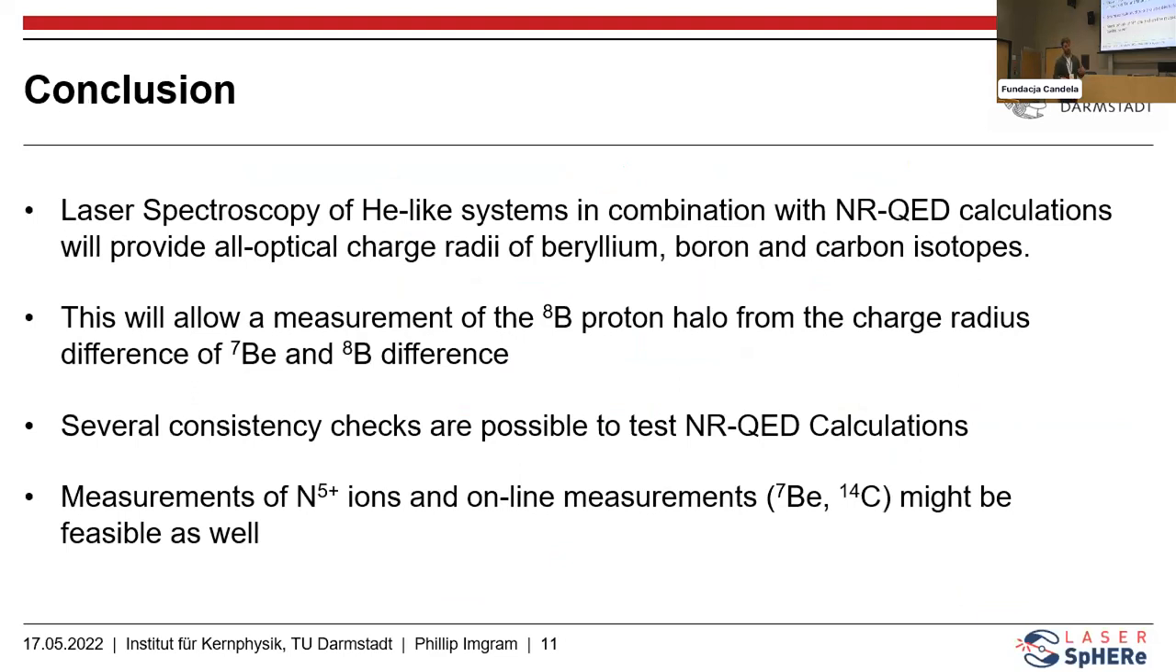So in conclusion, we started with this campaign. We are working towards the determination of the carbon charge radius to make a comparison to established measurements. But then the next steps will be towards the proton halo of boron 8. We can make, as I said, a lot of consistency checks, and maybe at some point we might also be able to measure nitrogen and also some online isotopes, with a lot of effort, of course.